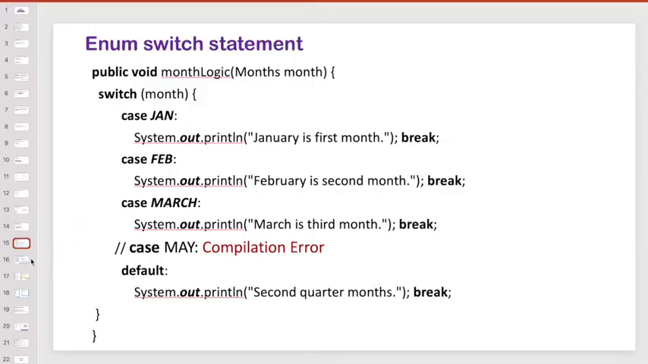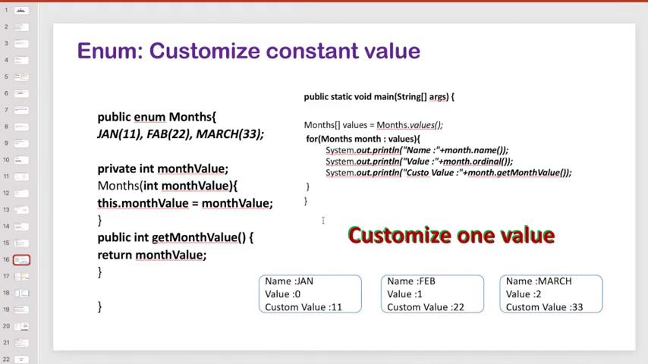Let's move further now. You saw that I had given January, February, March, and we are getting the benefit of the ordinal. But I want to give my own number. Meaning, as per my business logic, I have some value for January, say 11, February is 22, and March is 33. So how can we do that? This is the concept of the constructor, right?